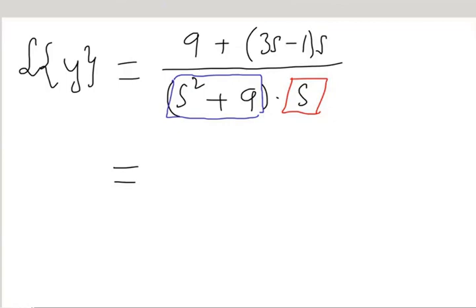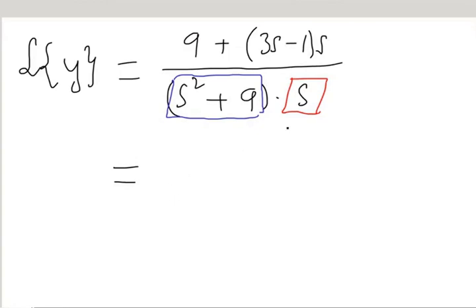So for a quadratic factor, we need to complete the square, but this is simple, just s squared plus 9. So it's already kind of like a square plus another square, so we don't need to complete anything. We complete the square when we have s squared plus a constant times s and plus something else. Then we need to complete the square.